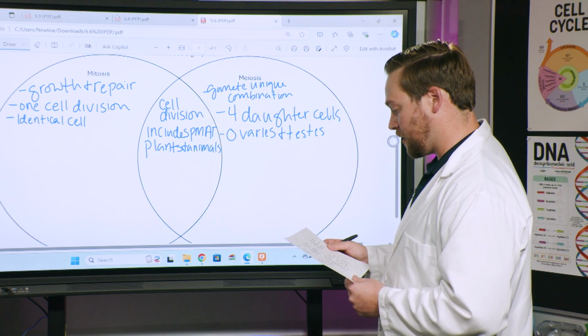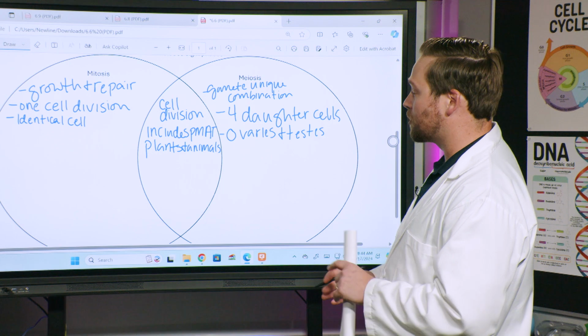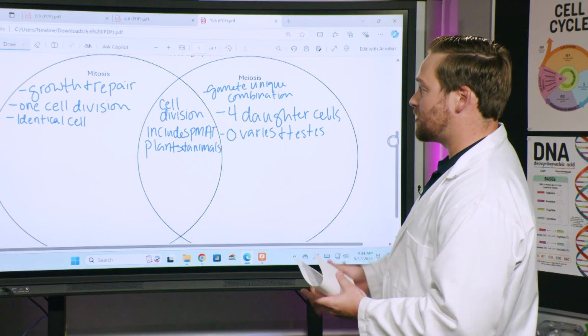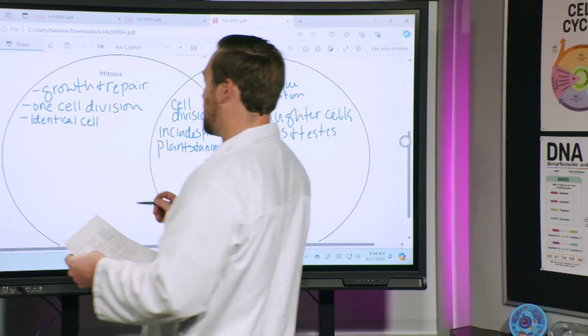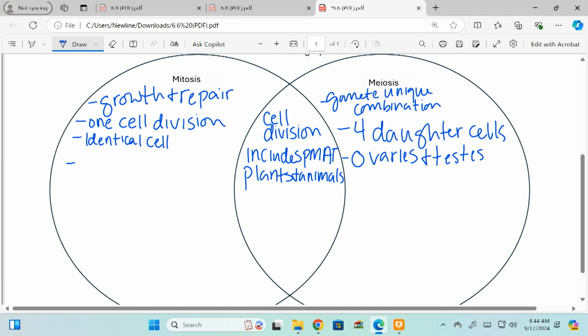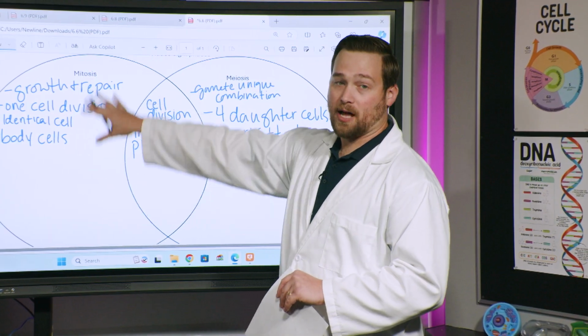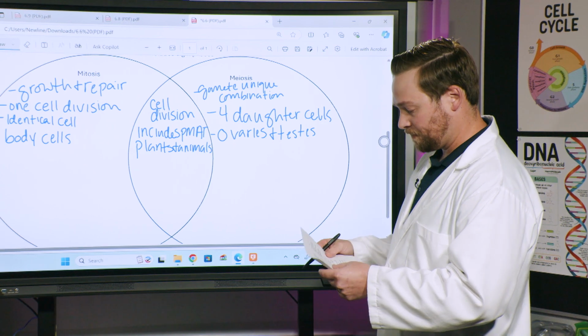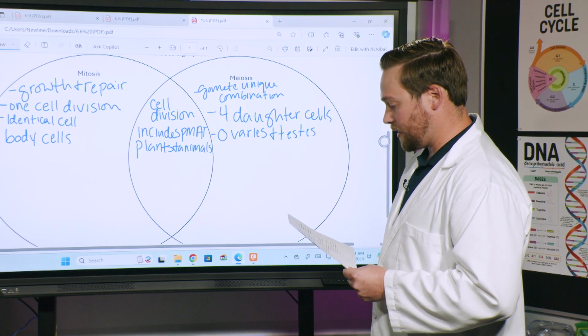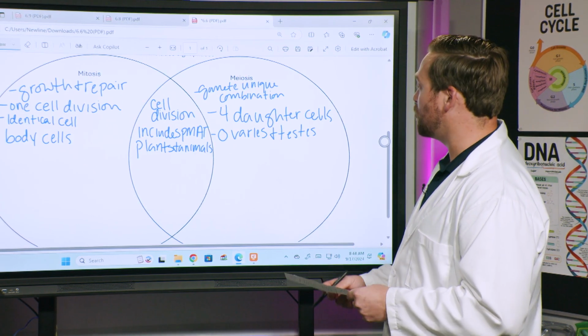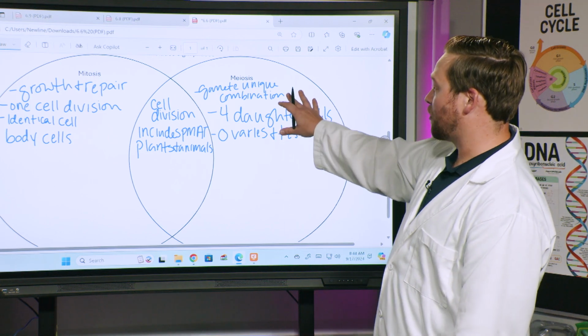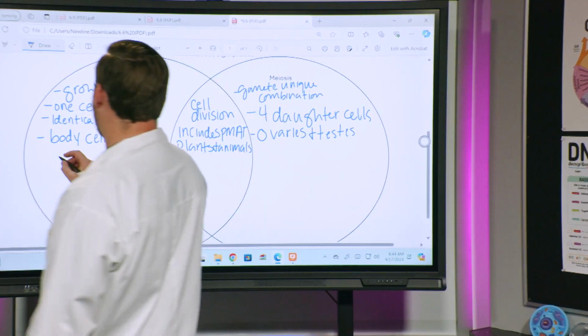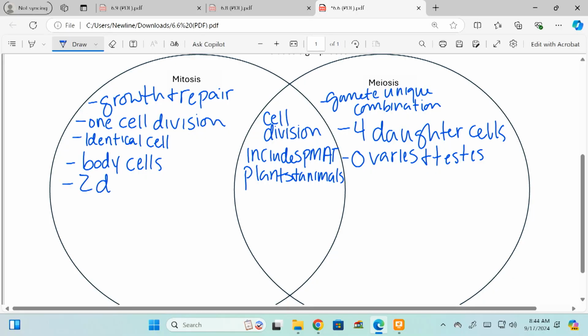Okay, let's do the next one. So this says occurs in body or somatic cells. Which of these is dealing with body cells? Well, that's the mitosis. Okay, I'll put body cells over here. This happens in almost every cell in your body other than the gametes, and then this one is the gametes over here. Okay, results in 2 daughter cells. Well, over here in meiosis we have 4 daughter cells, and so for mitosis we'll put 2 daughter cells.